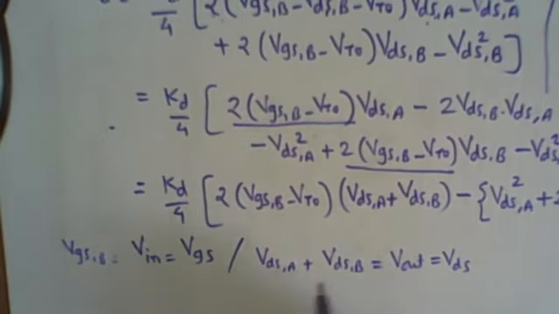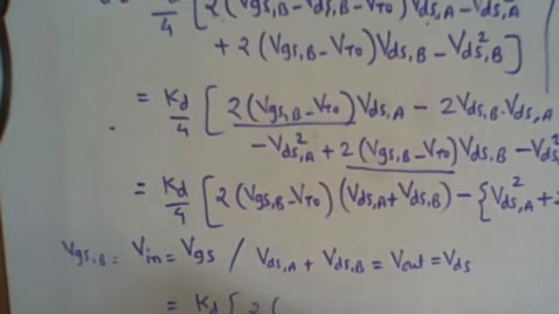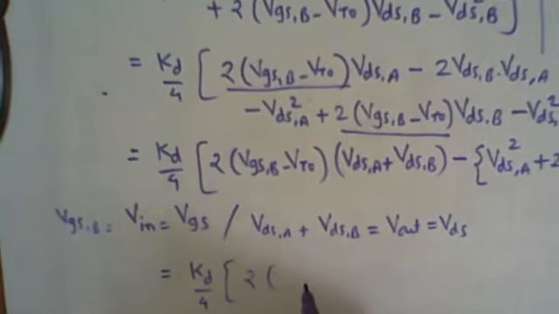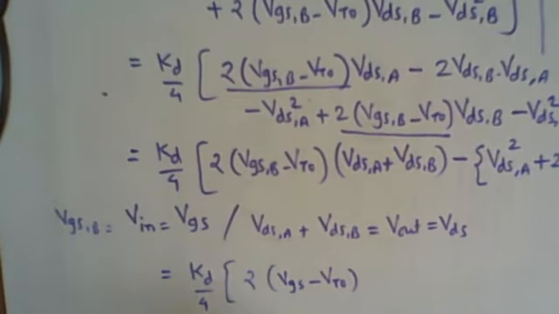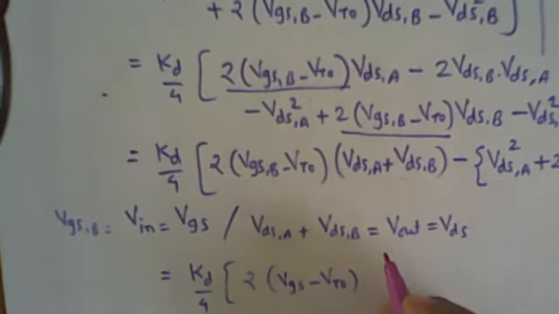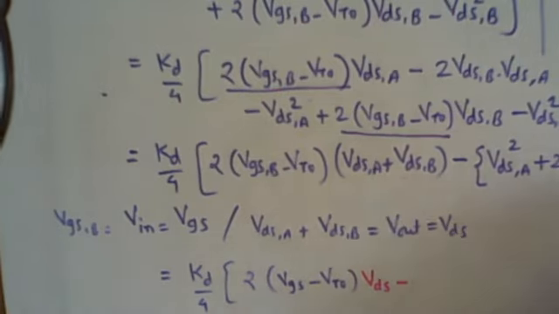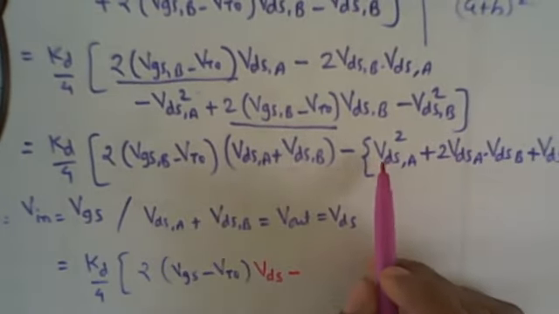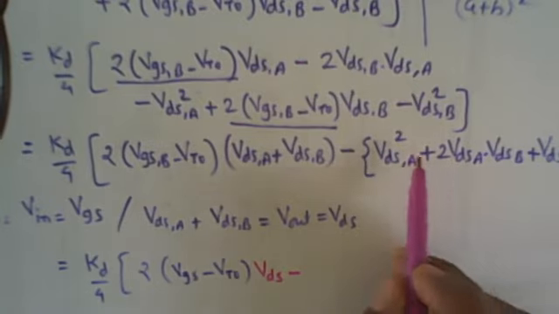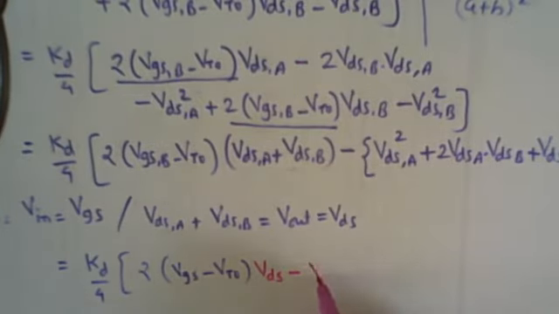Right? So let's substitute this. So it is KD by 4 into 2 times of, instead of VGS of B, it is our VGS voltage minus VTO, instead of VDS of A plus VDS of B, it is then VDS, minus, instead of this term, it is nothing but the VDS of A plus VDS of B square. So it is VDS square.